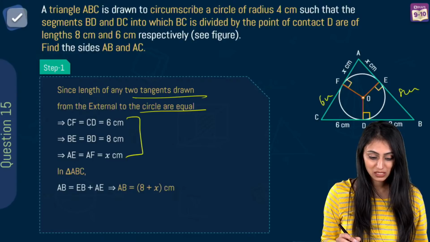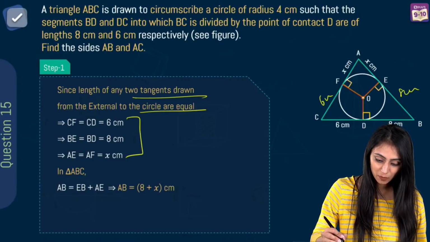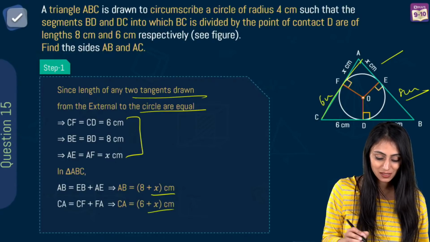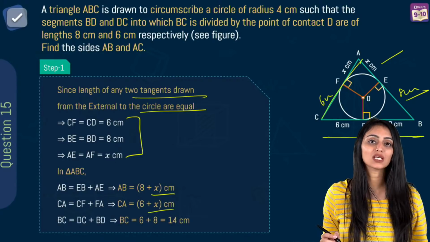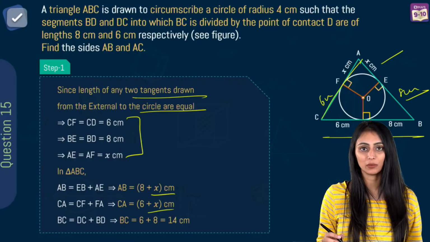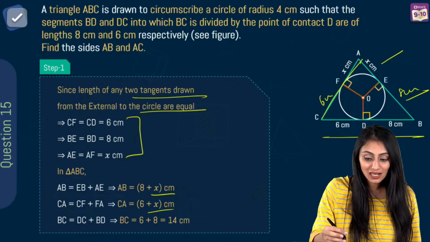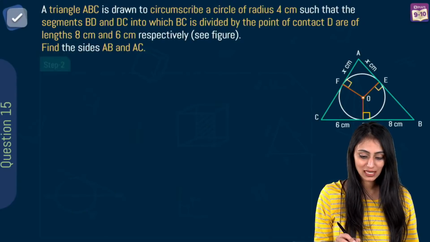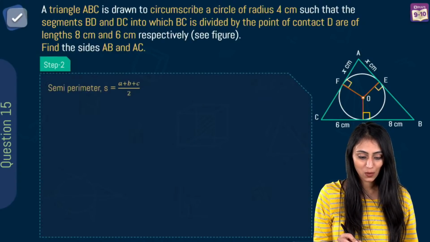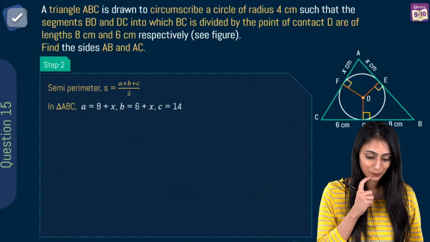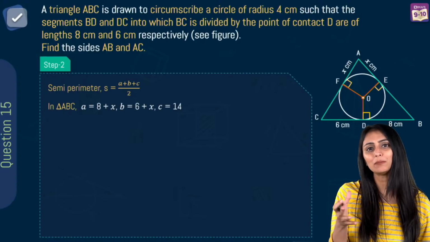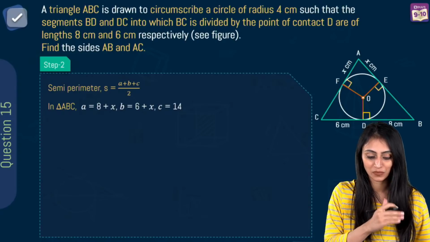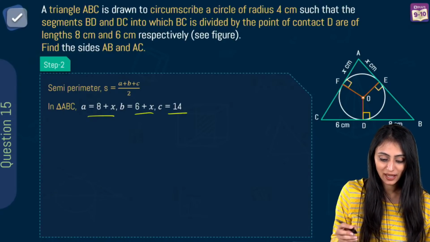So in this triangle ABC, I can say that this entire AB is going to be 8 plus x centimeter. This entire AC is going to be 6 plus x centimeter. This BC is going to be 6 plus 8, that means 14 centimeter. I have the total side lengths, but still I need to know x. That's the unknown value. So we will find out the semi-perimeter. We did that. The perimeter is the sum of all the sides. Semi-perimeter, as the name suggests, is half of that.